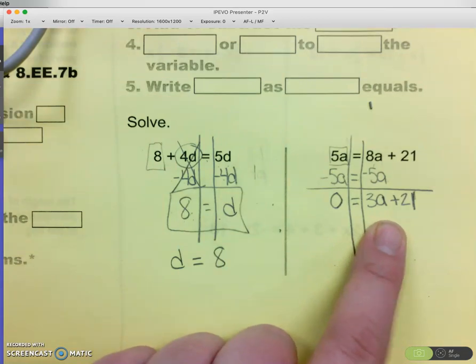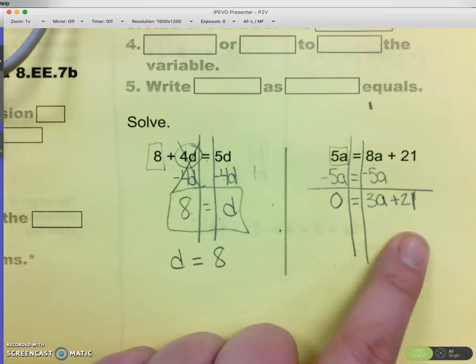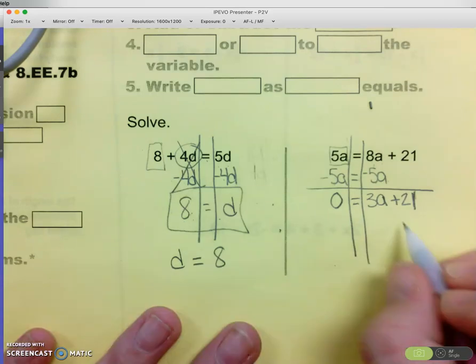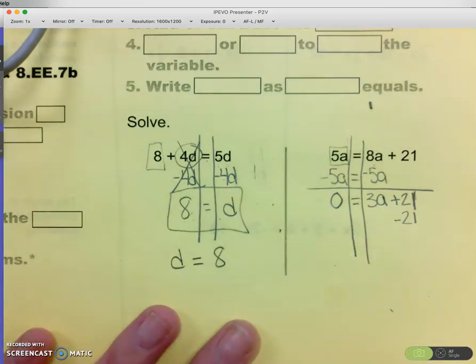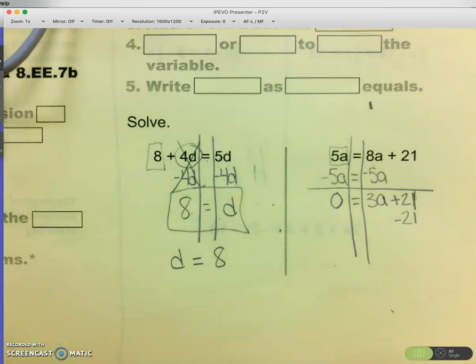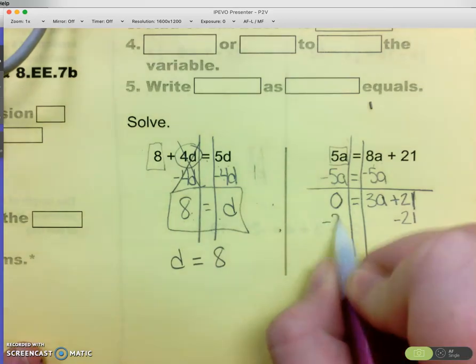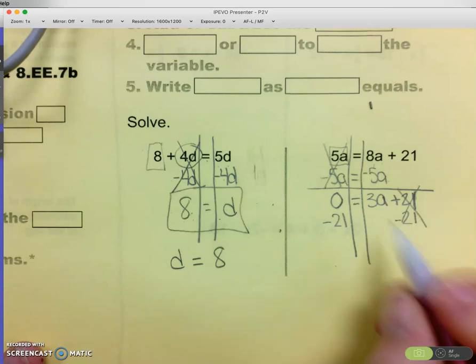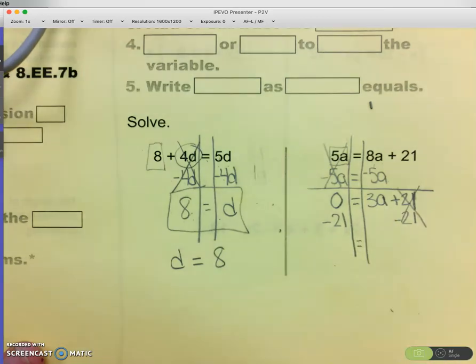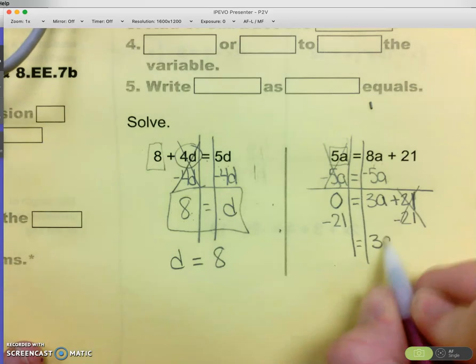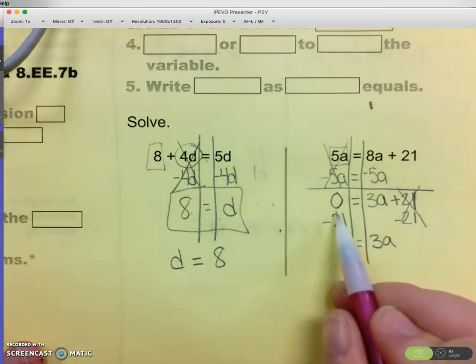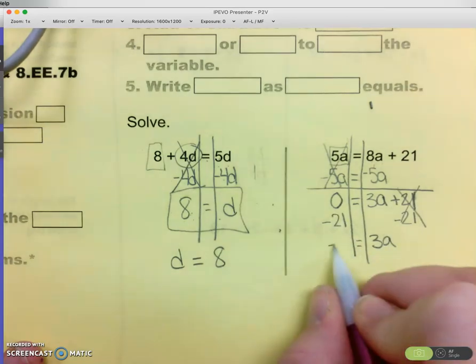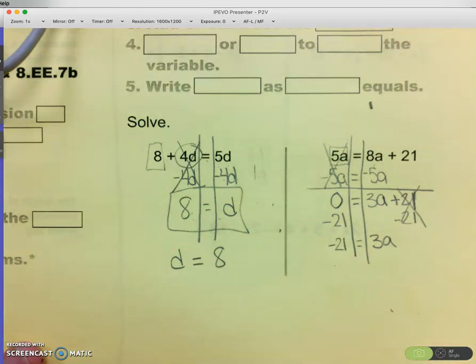Now, I have all my variables and my constants on the right side. I need to get rid of my constants now on this right side. So I need to subtract that 21 because 21 minus 21 is 0. If I do that to one side, I have to do it to the other. So this will cancel out, and I like to exit out when I'm canceling them out. What's left on the right side of my equal sign? Just that 3a. And here 0 minus 21 is just a negative 21, right?